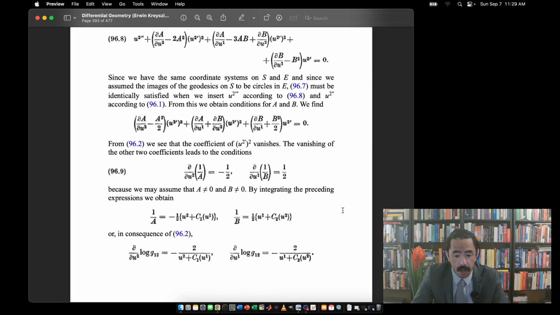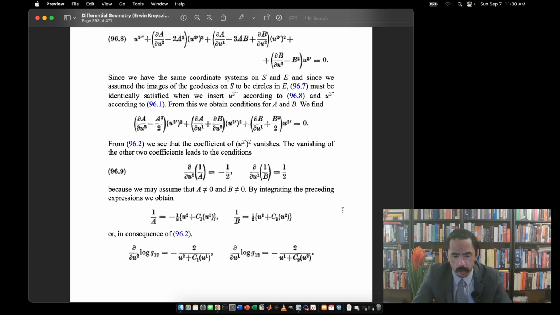Since we have the same coordinate systems on capital S and capital E, and since we assumed the images of the geodesics on capital S to be circles in E, the relation above, 96.7, must be identically satisfied when we insert u2 triple prime according to the relation above, which is 96.8, and u2 double prime according to relation 96.1. From this we obtain conditions for capital A and capital B.